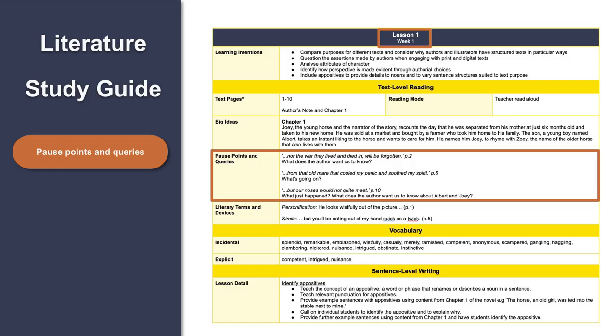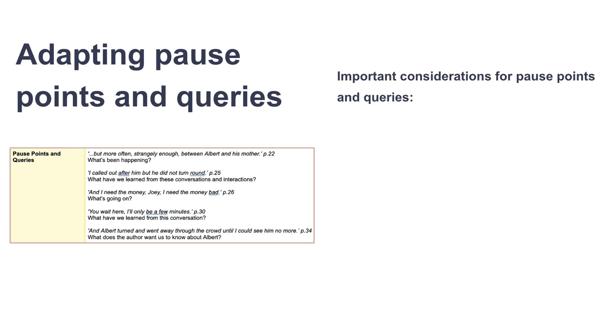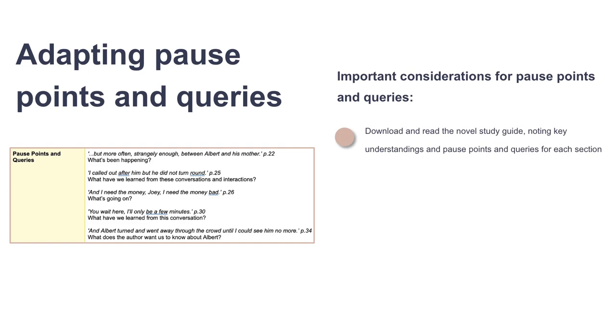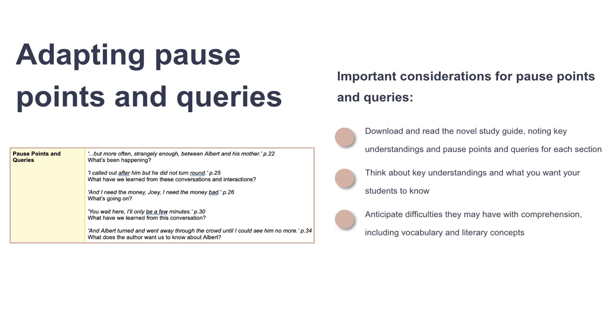Each lesson also includes suggested pause points and queries. Pause points are strategic stops in the text for discussions, while initial queries are open, text-dependent questions aimed at deepening comprehension. When using pause points and queries, it's essential to download and review the novel study guide, think about the key understandings, anticipate potential comprehension difficulties, including vocabulary and literary concepts, and adjust questions as necessary without feeling compelled to use all the provided queries.